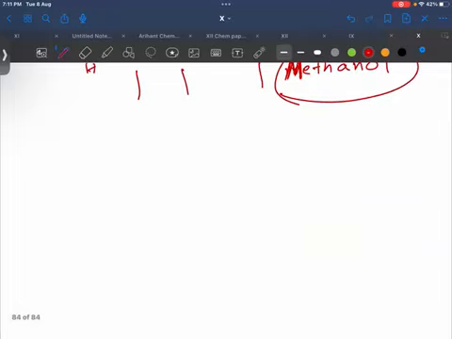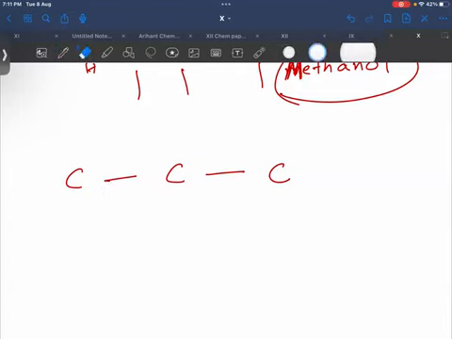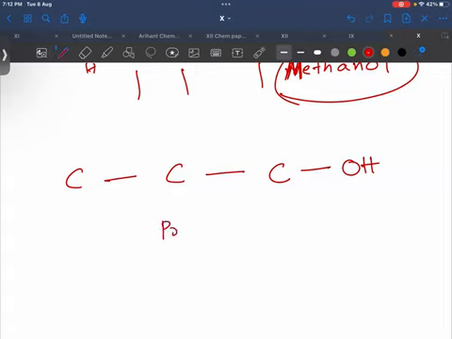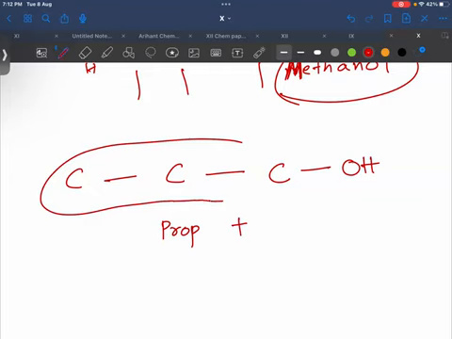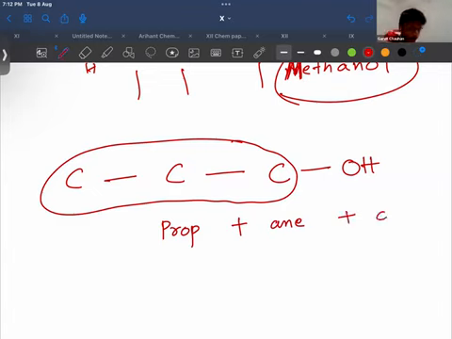ठीक है? और एक example देखो. Tell me the name of this. The word root would be prop. And this is your parent chain. There is no unsaturation. So -ane, फिर -ol. फिर E हटा दो. Propanol. E हट जाएगा. Propanol.